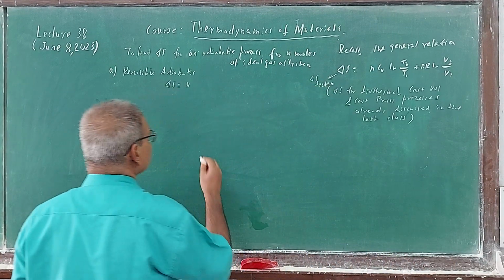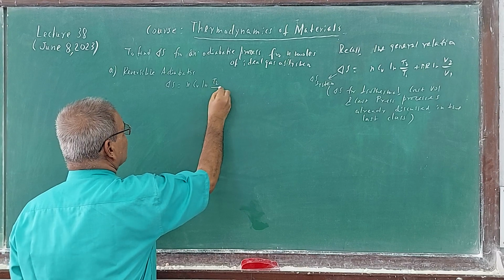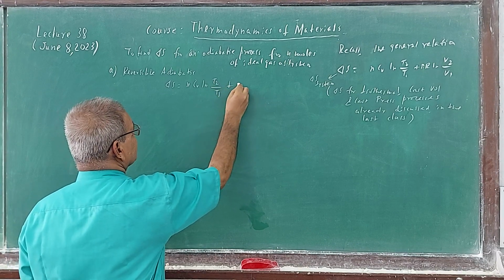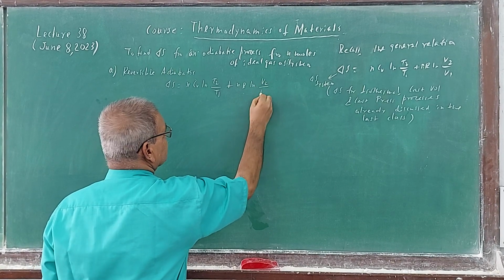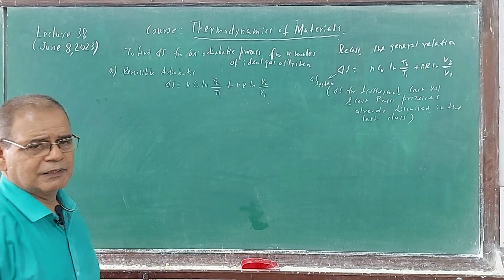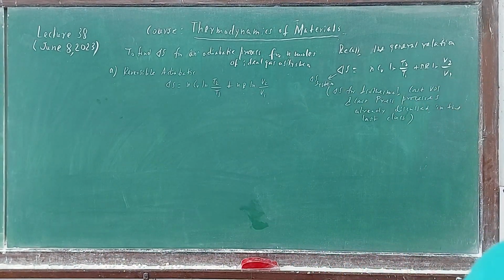What is the expected answer? Delta S system for reversible adiabatic. What is the expectation? Zero. Adiabatic process, no way, delta S system is zero. How much heat is absorbed? Q reversible. Adiabatic means no heat is absorbed.